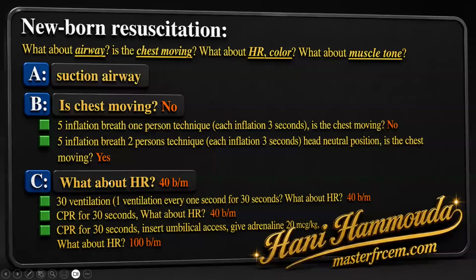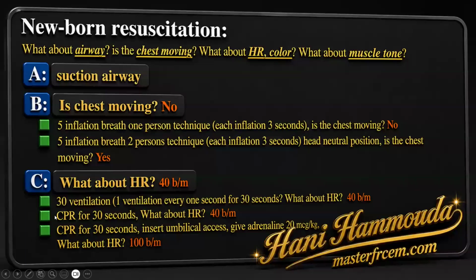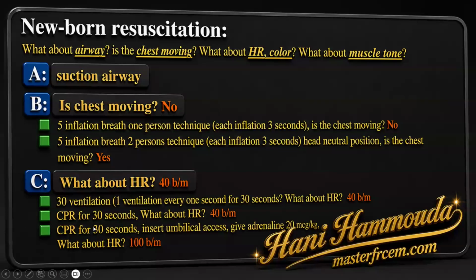Not every bradycardia will you jump to CPR. So bradycardia here, you will start by 30 ventilation, each ventilation every 1 second for 30 seconds. Then check the heart rate, still less than 60. Then start the CPR for 30 seconds, high quality CPR, and then check. Still less than 60, then resume CPR for 30 seconds. Insert IV access. Don't say umbilical access. You can say IV access.